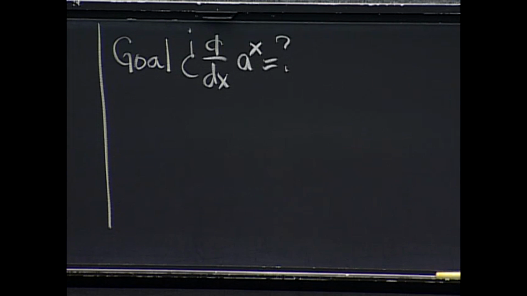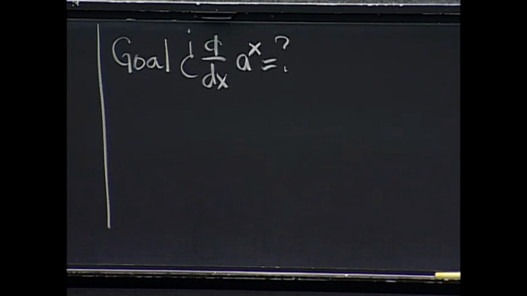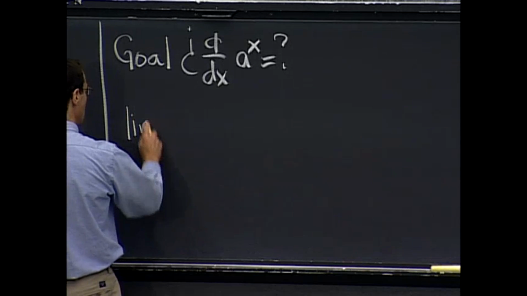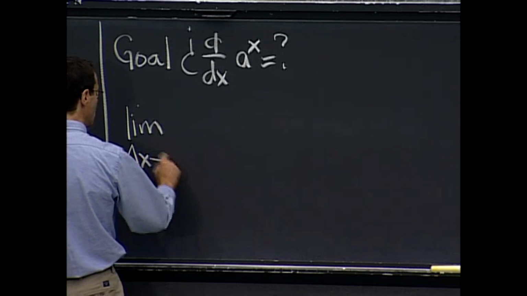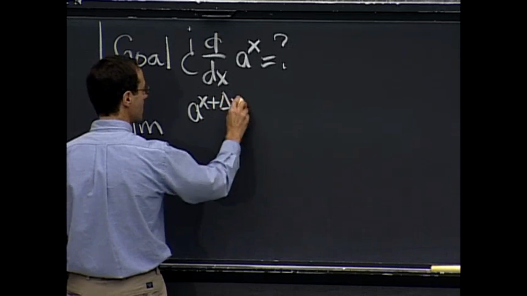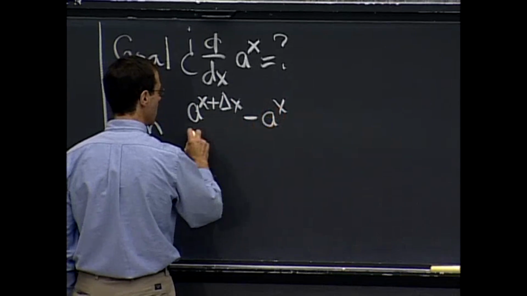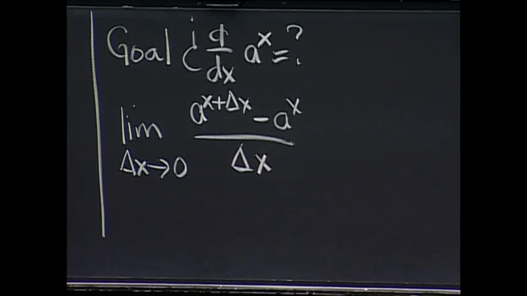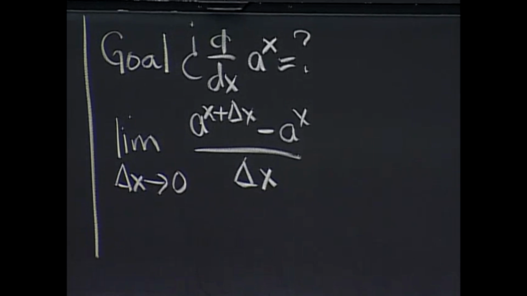And the way we get started is simply by plugging in the definition of the derivative. The derivative is the limit, as delta x goes to 0, of a to the x plus delta x minus a to the x divided by delta x. So that's what it is.